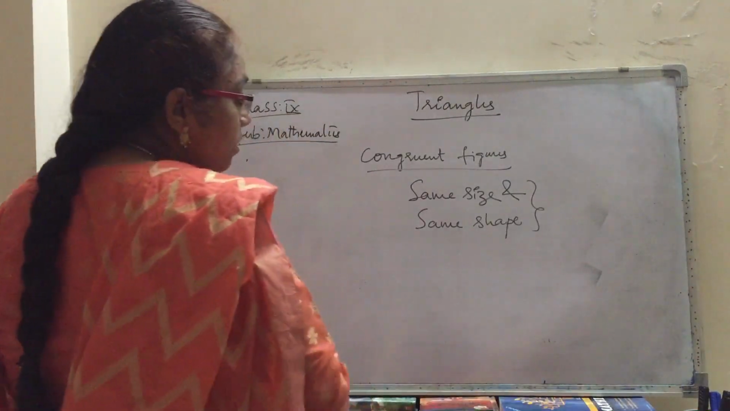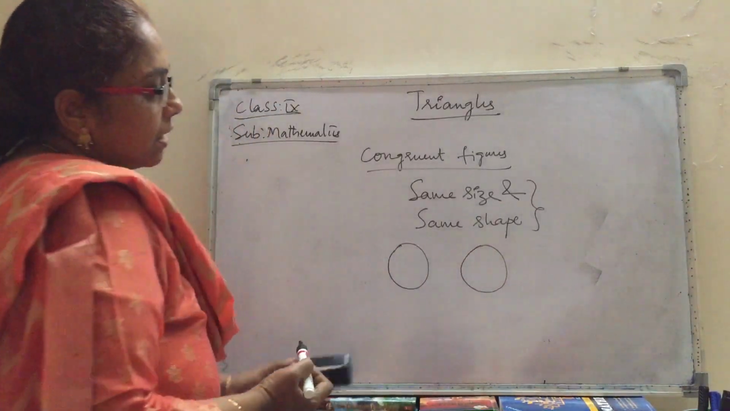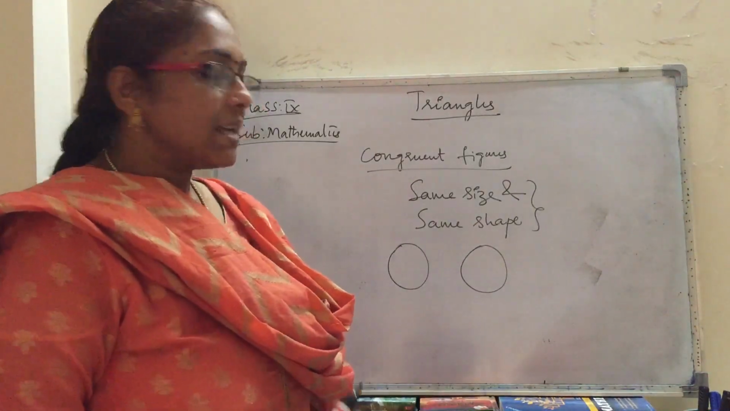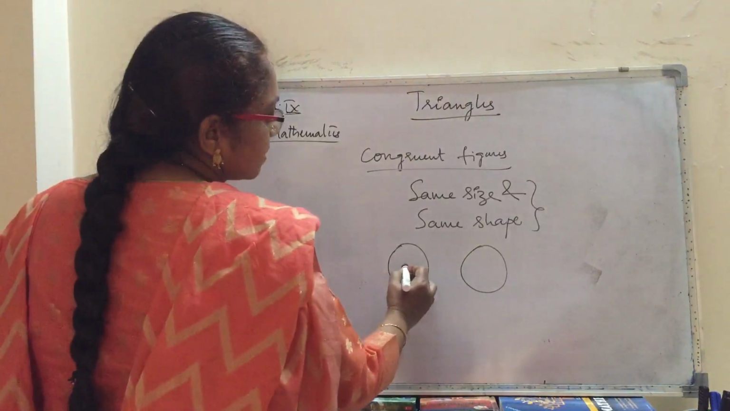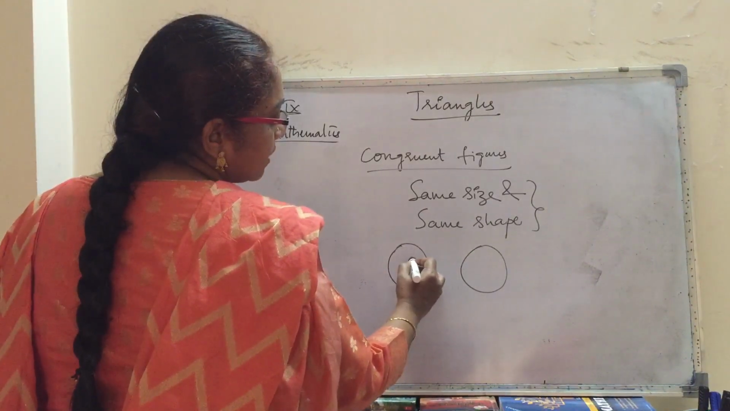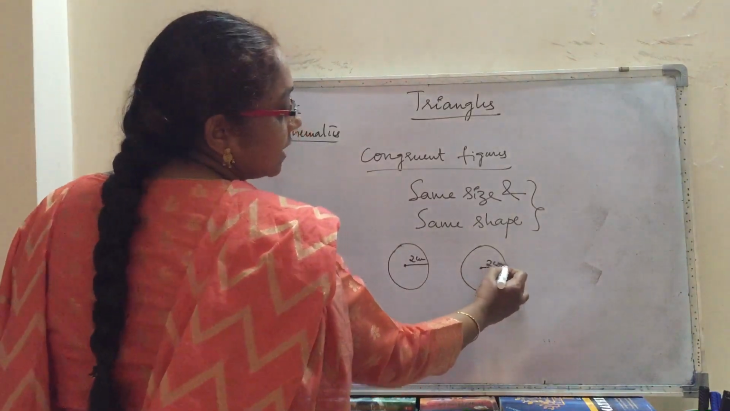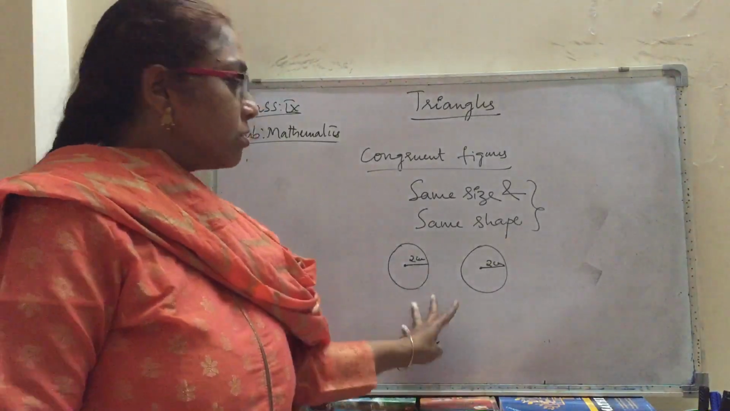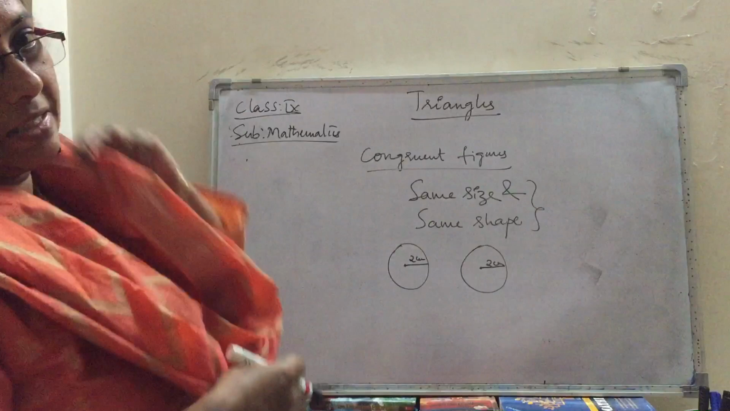Now we will see when two circles are congruent. Circles are all the same shape. We can say the size is also the same when they have the same radius. If I take this 2 centimeters radius, and here it is also 2 centimeters radius, then the circles are called congruent circles. Two circles are congruent, children, when they have the same radius.